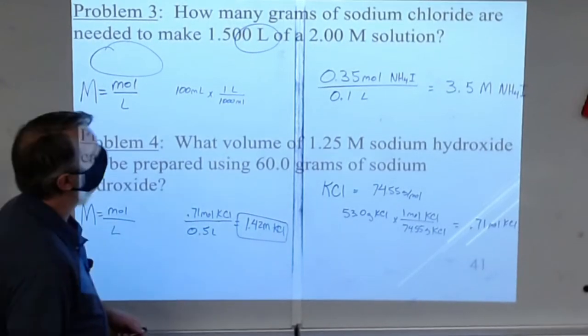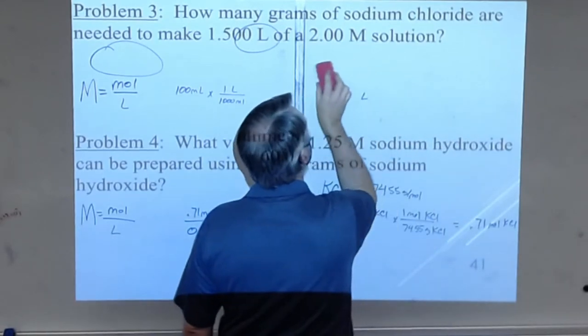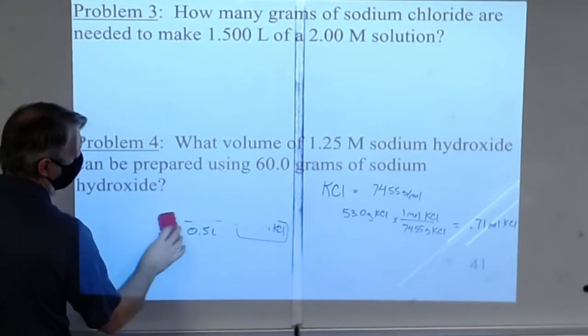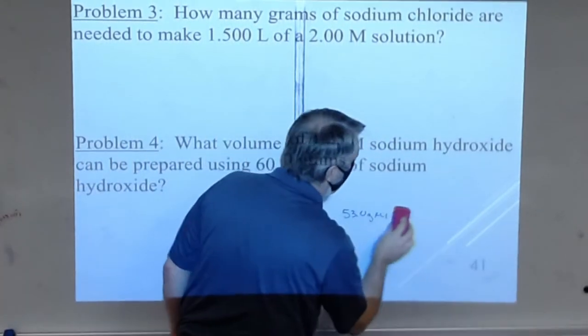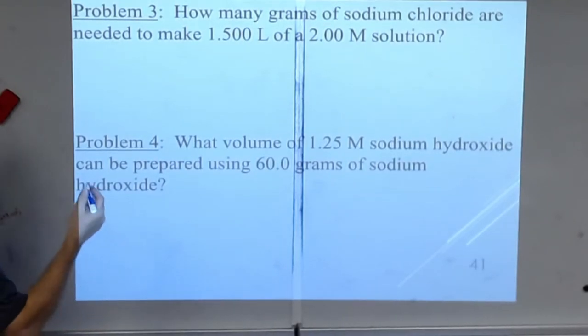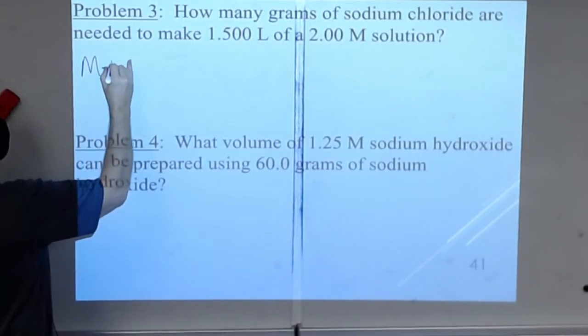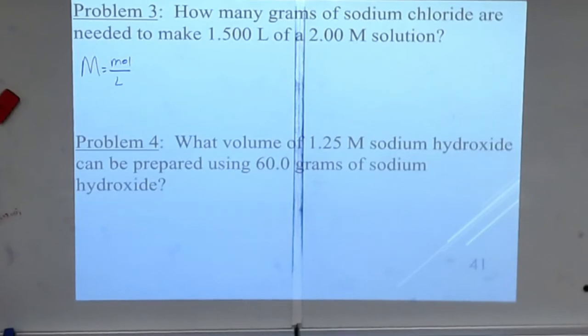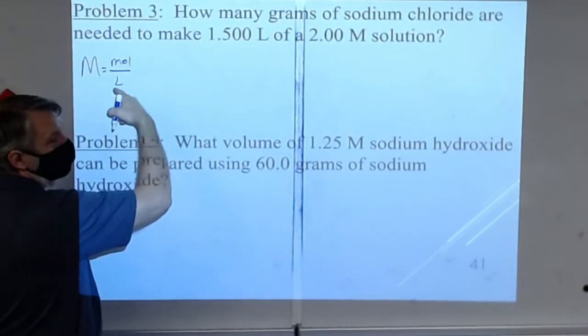Let's look at problem 3. This asks it a little bit differently. When I'm making solutions for y'all in the lab, this is the kind of question that I'm faced with. I know you're going to need a certain volume at a certain concentration. How much do I need to add? So again, I strongly recommend you write this out. How many grams of sodium chloride are needed to make 1.5 liters of a 2 molar solution? I want to take this information and plug it back in here.